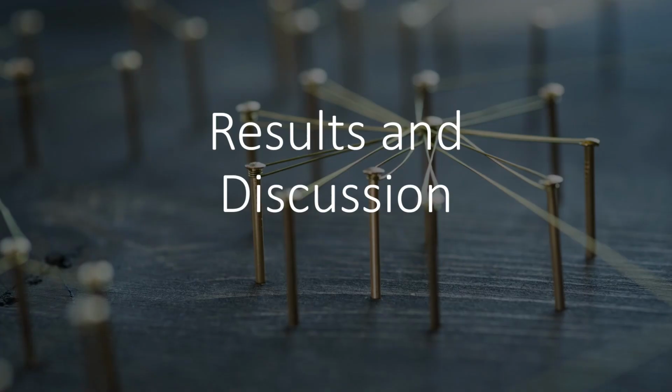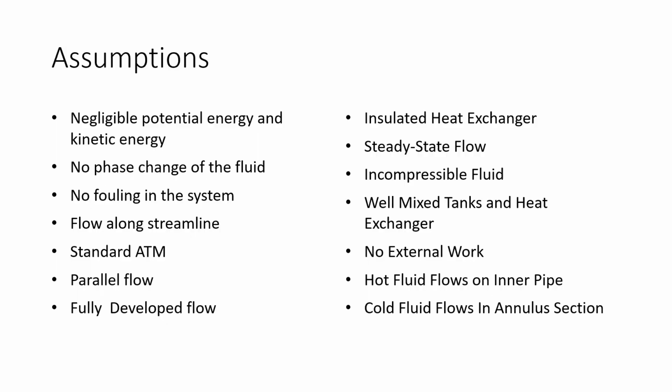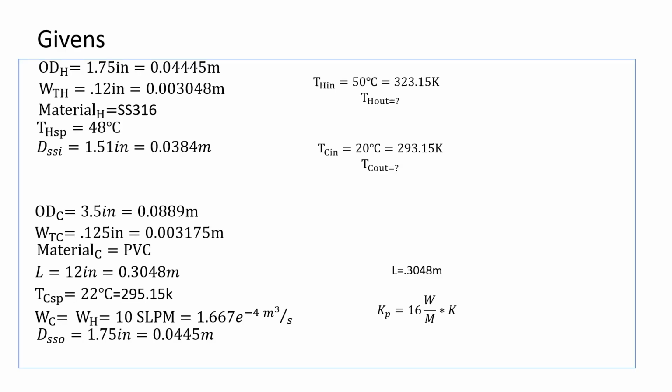Next, we will have results and discussion. Here we have our assumptions: negligible potential and kinetic energy, no phase change of the fluid, no fouling in the system, flow along streamline, standard atmosphere, parallel flow, fully developed flow, insulated heat exchanger, steady state flow, incompressible fluid, well mixed tanks and heat exchanger, no external work, hot fluid flows in the inner pipe and cold fluid flows in the annulus section.